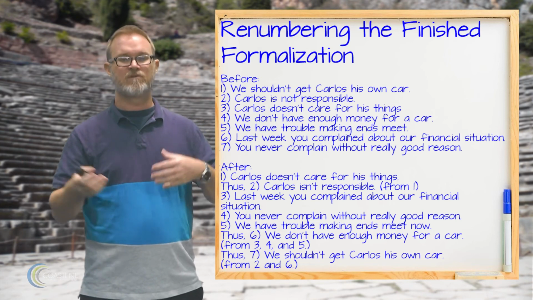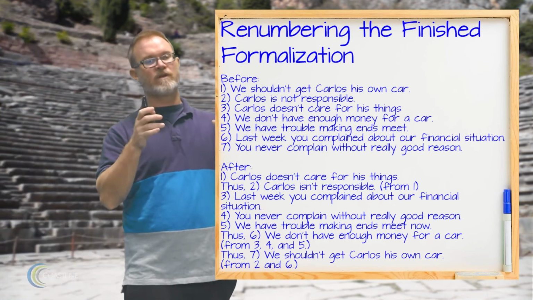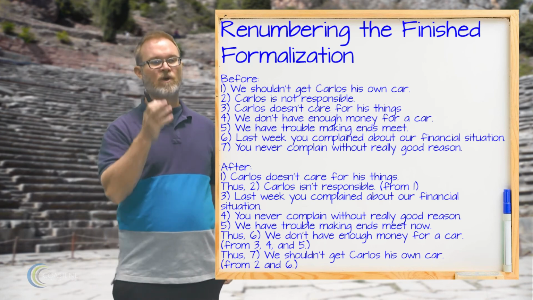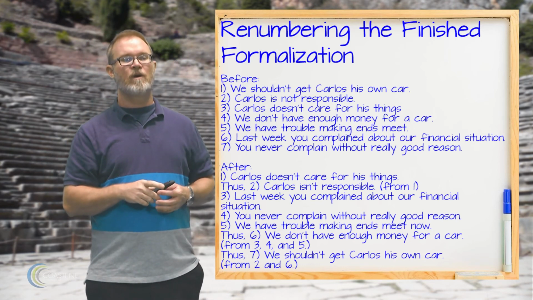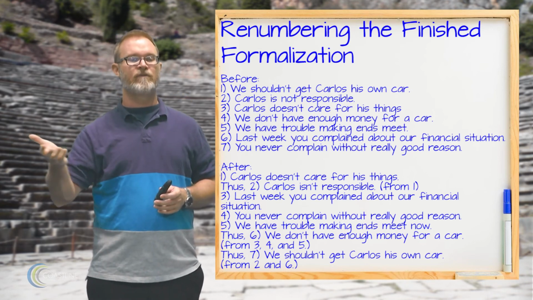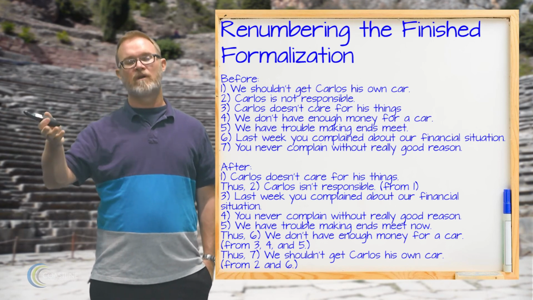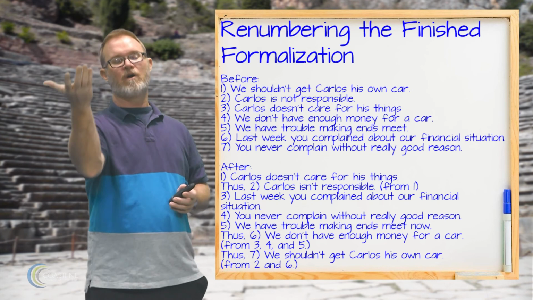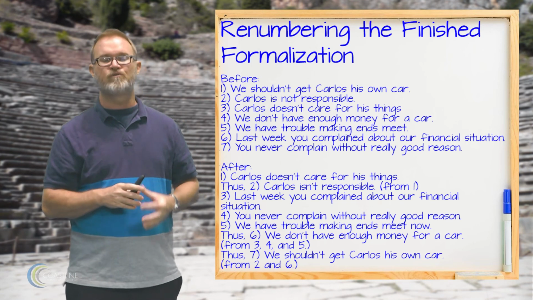So that brings us to the final look at things here. We have here a look at the numbered sequence before we've taken a look at the structure. And we see that number 1 there is that we shouldn't get Carlos's own car. Now we saw that that ends up being the conclusion of the argument. So you can see that what we've done is we've made that the conclusion of the argument. That becomes 7 once we've renumbered our list to map onto the structure. And so that's what we do: we renumber everything and reorder everything to map onto that structure. And so we end up with this final formalization.